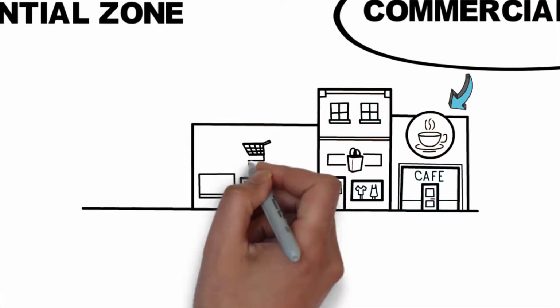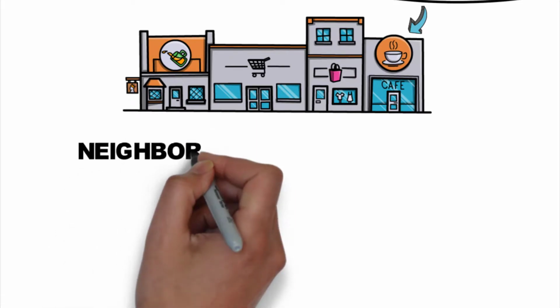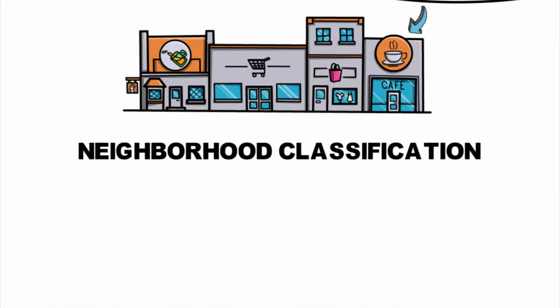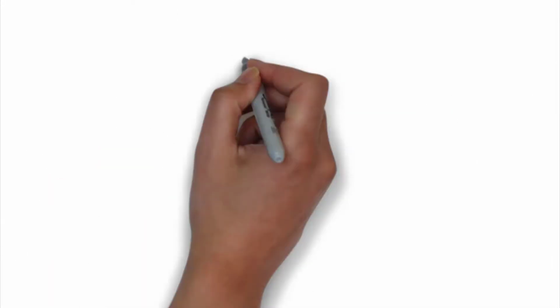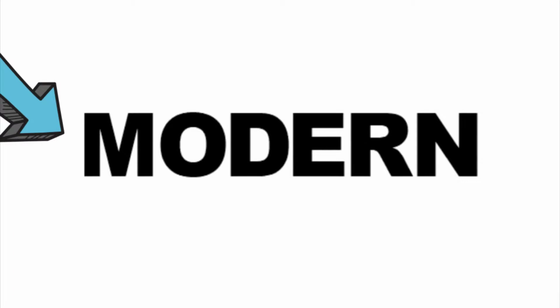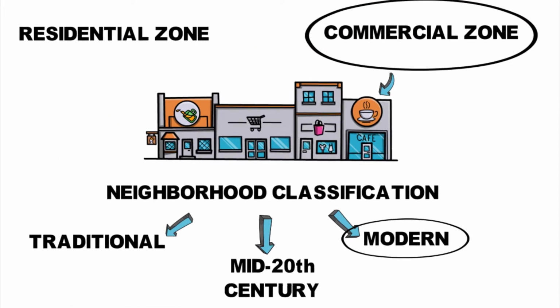Residential and mixed-use commercial zone districts are also assigned neighborhood classifications. A neighborhood classification is based on neighborhood characteristics and reflects when the area was originally developed. The neighborhood classifications in Grand Rapids are traditional neighborhood, mid-20th century neighborhood, and modern neighborhood. Each neighborhood classification has its own uses and development requirements.